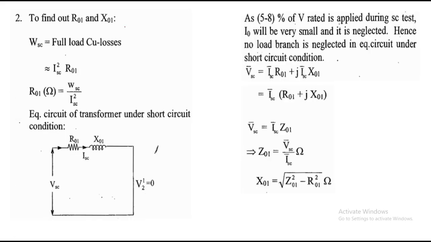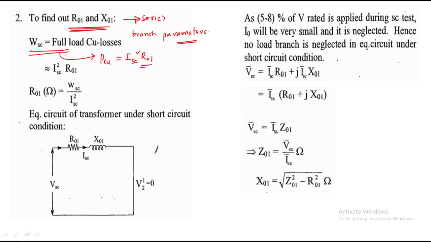Next, what is the second objective? We have to calculate the series branch parameters: R01, X01, R02, X02. So these are the wattmeter readings. We all know that copper loss PCU equals ISC square R01, or you can say ISC square R02, whichever it may be. With respect to R01, the readings are like this. So from this, R01 equals wattmeter reading divided by rated current whole square; then only you are going to get R01.